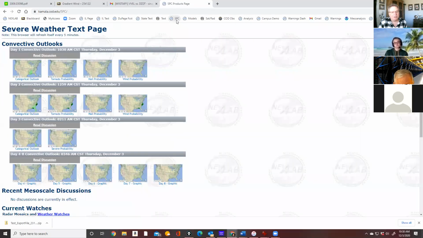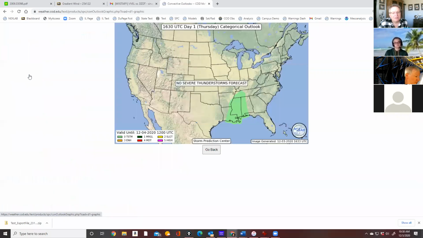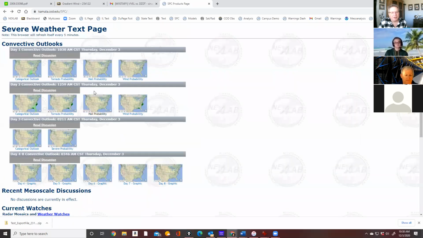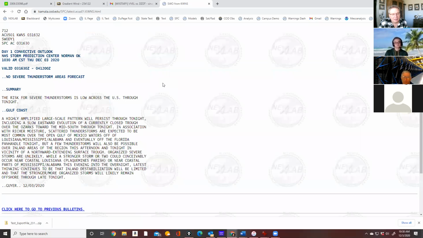But it does make me wonder, well, I don't have severe thunderstorms forecast. Well, a stronger storm or two could conceivably occur near coastal Louisiana or near coastal parts of Mississippi and Alabama. Latest thinking continues that inland destabilization will be limited. So in other words, we see it way far south. They're not going to put a slight risk there, but there's a possibility of a severe storm right down in southern Louisiana. What do you guys think?